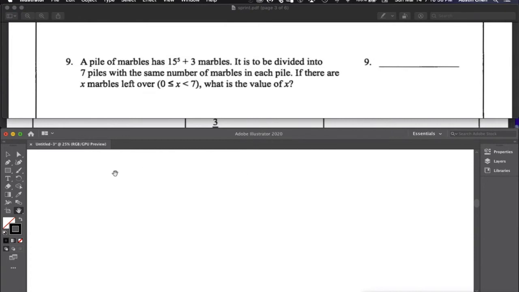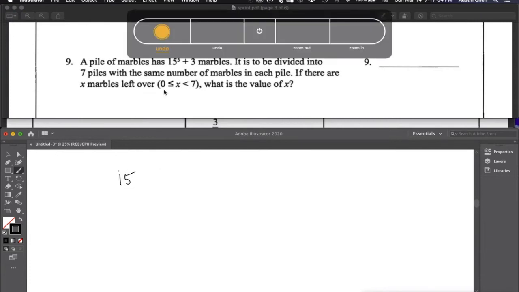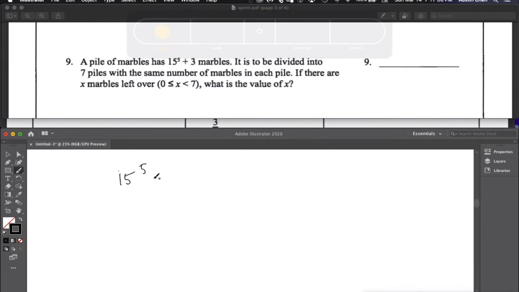So basically, we're looking at our total number of marbles modulus 7. We're looking at 15 to the 5th plus 3, modulus 7.